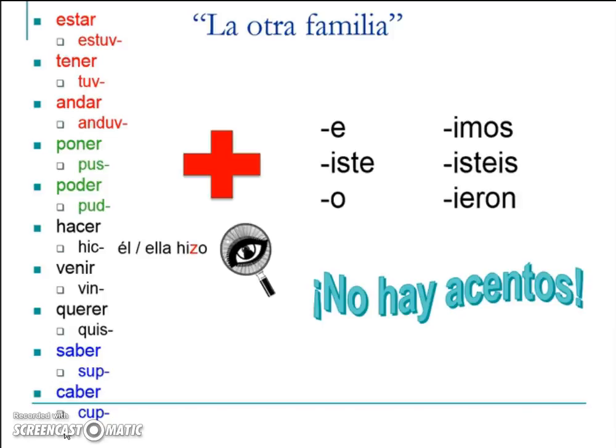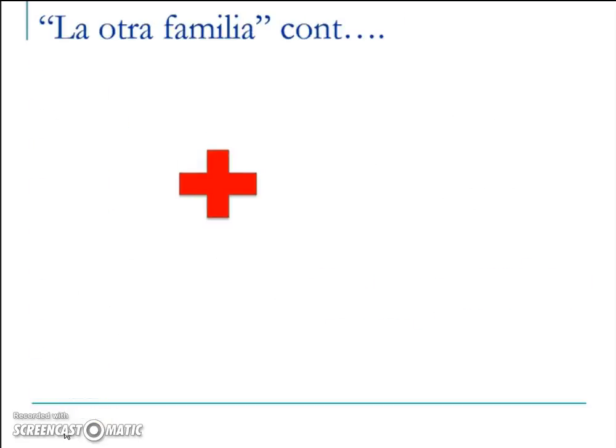That C changes to a Z, because if it sat with the C next to the O, it would be eco. So they actually have to change that C to a Z. So there is a little bit of an exception there as a spelling rule, so you just have to keep that in mind. Okay, so now that is one part of the other big family, and then there's another part.